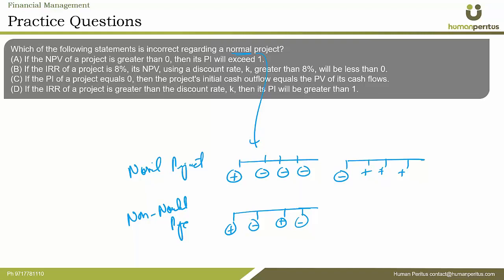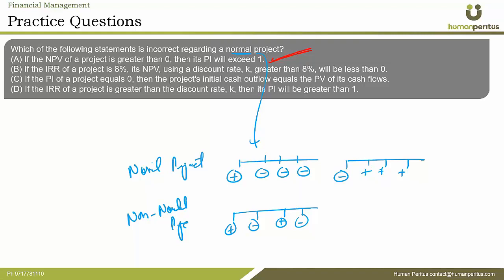So let us look at these options one by one. First one: if NPV of a project is greater than 0, its PI will exceed 1. Of course, yes, it will happen, correct? As I told you some time back, wherever PI is equal to 1, NPV is equal to 0. Because PI is greater than 1, NPV will be greater than 0.